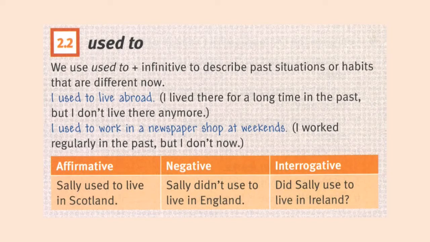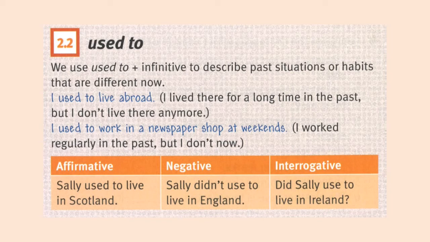Now we are going to talk a little about used to, which is used to describe past situations or habits that are different now. I used to live abroad, which means I lived there for a long time in the past, but I don't live there anymore. I used to work in a newspaper shop at the weekends, but I don't do that now. So habits in the past, or some things which happened in the past but are kind of different now. Underneath these two examples, you see how you can form the affirmative, the negative, and the interrogative form.